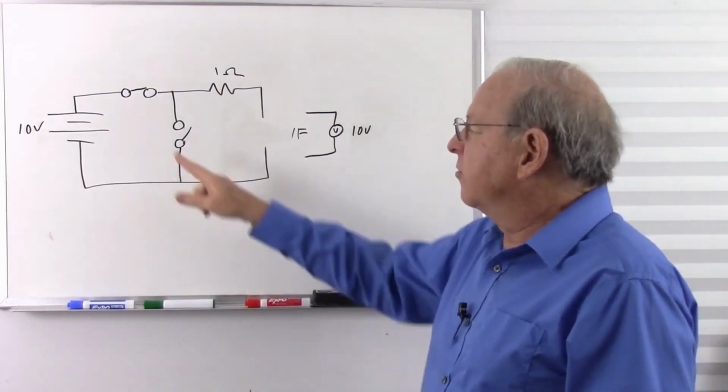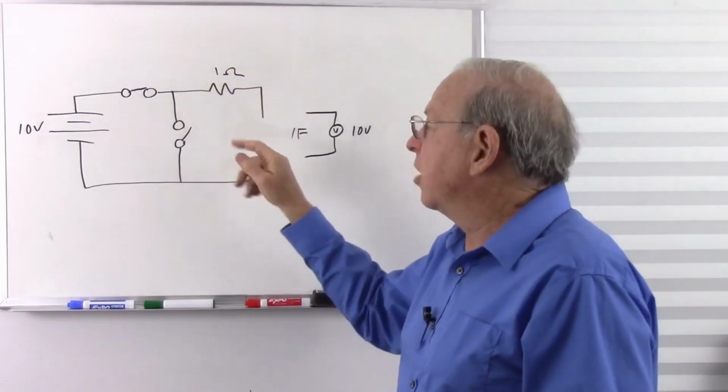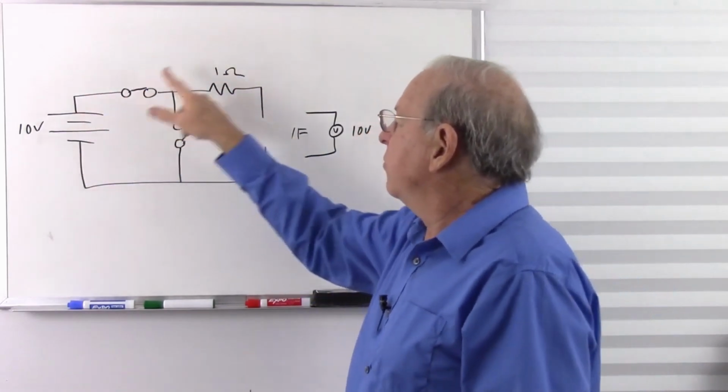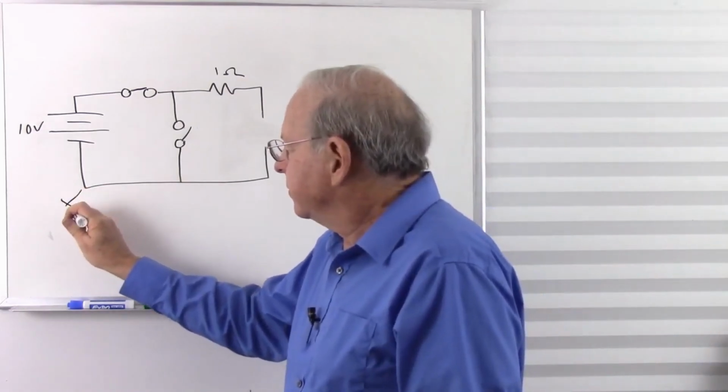And I see 10 volts across it. There's no current flowing through this resistor, so there's no longer any voltage drop across it. So I have 10 volts here, 10 volts there. Let's put a meter on here to look at our voltages.